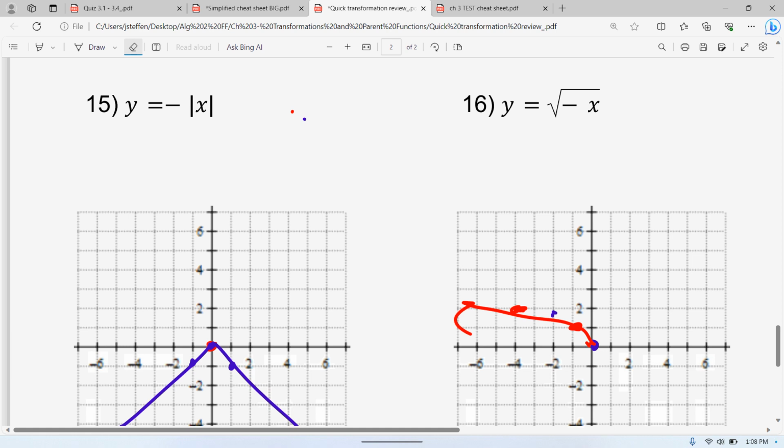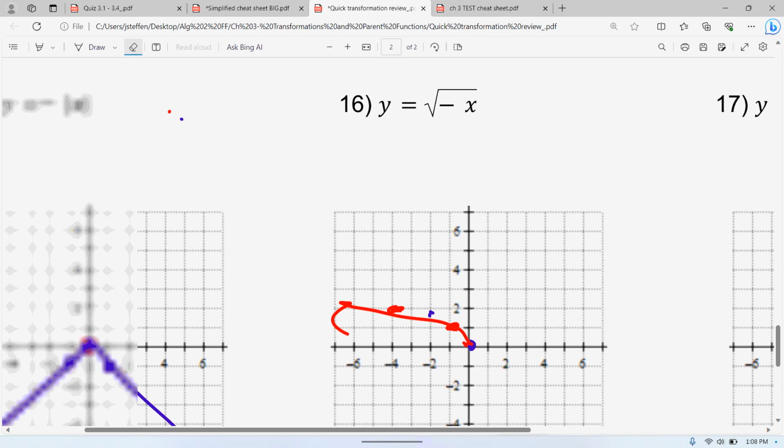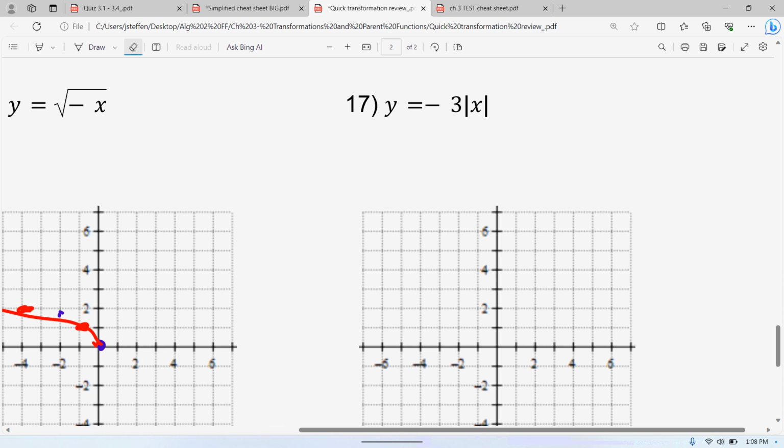Now, the only other ones I added, number 17, is to make sure I drill into your head that these are 2 different transformations. It doesn't matter which one you do first. So with an absolute value, you have these ordered pairs. Now I'm going to multiply them all by 3 first. So everything I'm going to go up by 3. So instead of going up 2, 2 times 3 is 6. 0 times 3 is 0.